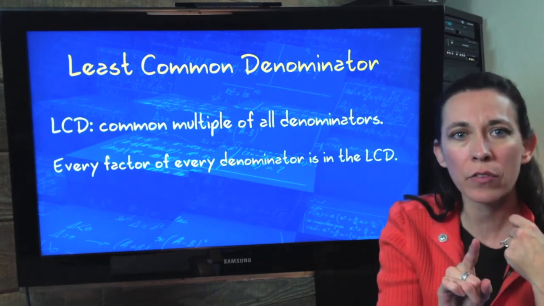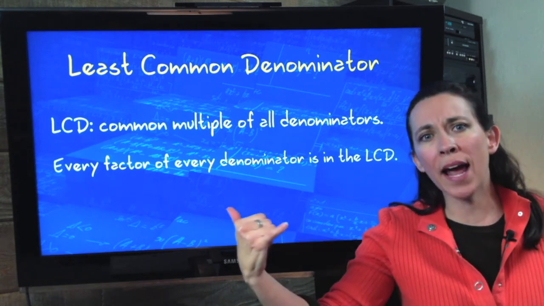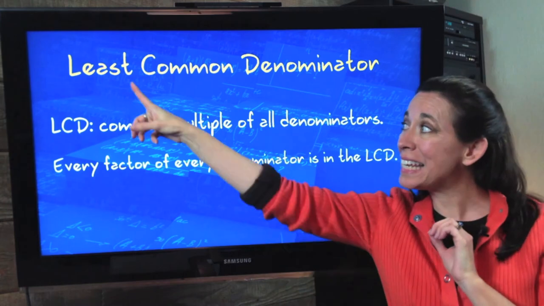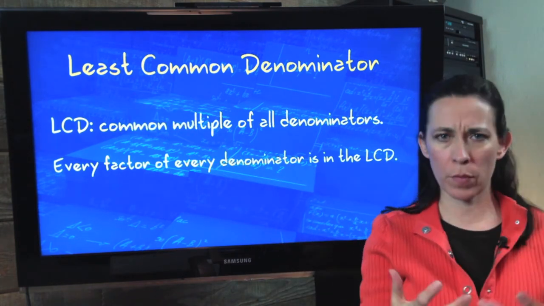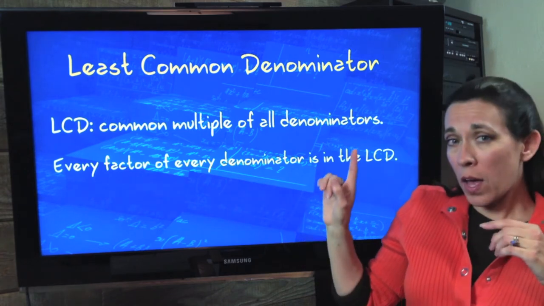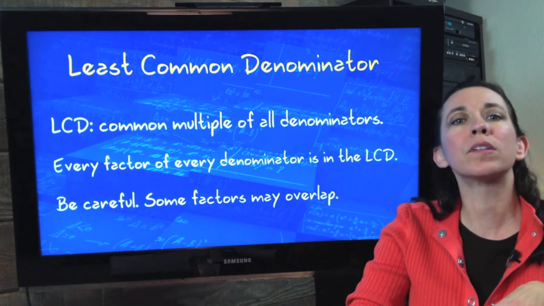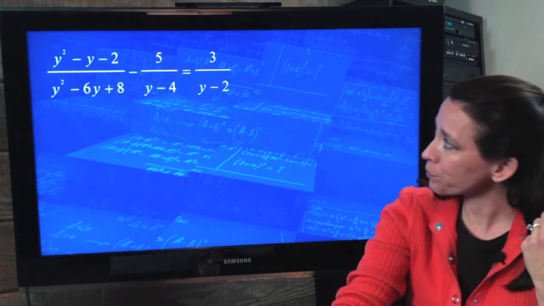But we have to be careful. If we just factor everything in the denominator and put them all down, our denominator may be huge, and we don't want that. We want the least. We want the tiniest one. It's easier to work with, easier to multiply, easier to add, whatever we're going to be doing. So the warning is to be careful. Some of them may overlap. In other words, we might share factors. And I'll give you an example.